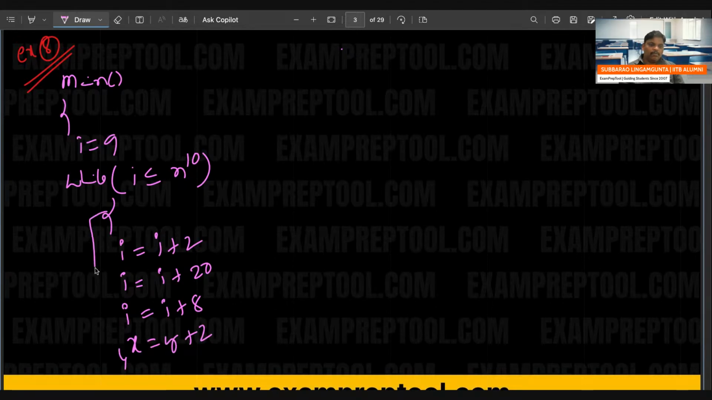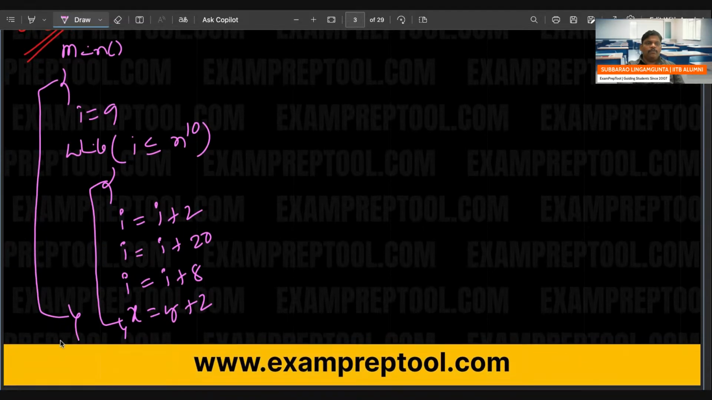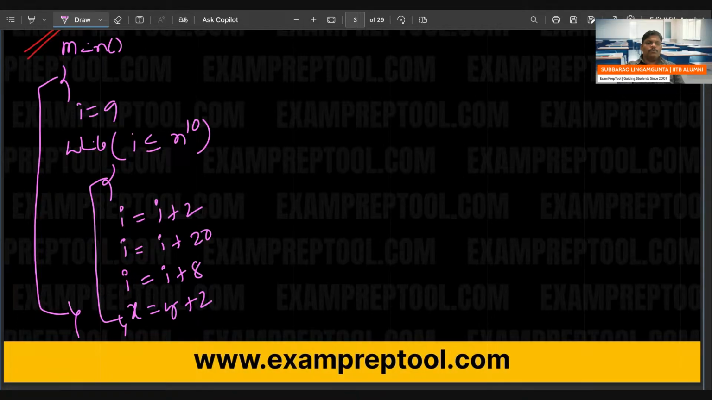Now try: what is the time complexity of this program? Everyone take care. I is equal to 9, that's okay. I is less than or equal to n power 10. I is equal to I plus 2, I plus 20, I plus 8, x is equal to y plus z. What is the time complexity of this program? Now it's an open challenge to everyone. Don't guess the answer. Can you check yourself? What is the answer here?